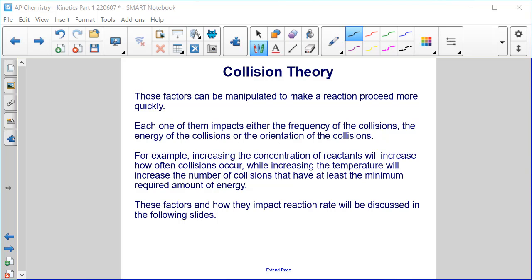Each of the factors listed on the previous slide can be manipulated to make a reaction proceed more quickly. Each one impacts either the frequency of the collisions, the energy of the collisions, or the orientation of the collisions. For example, increasing the concentration of reactants will increase how often collisions occur, while increasing the temperature will increase the number of collisions that have at least the minimum required amount of energy. These factors and how they impact reaction rate will be discussed in the following slides.